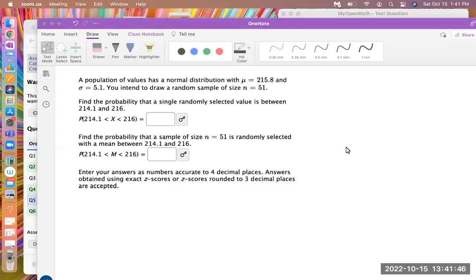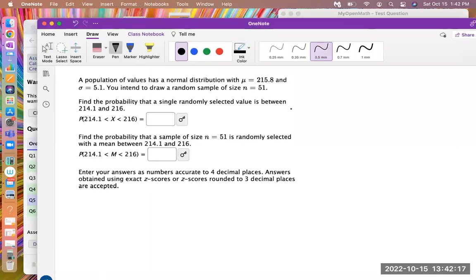A population of values has a normal distribution of mean mu equals 215.8 and sigma, which is also the standard deviation, 5.1. You intend to draw a random sample of size n equals 51. Find the probability that a single randomly selected value is between 214.1 and 216.